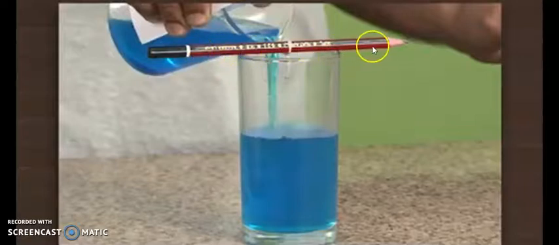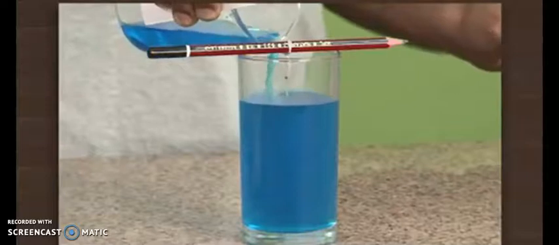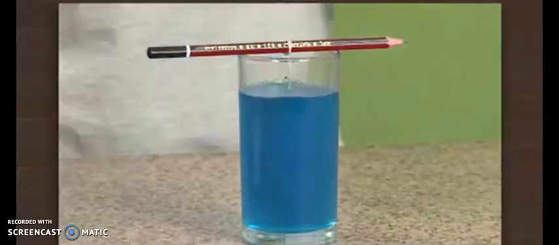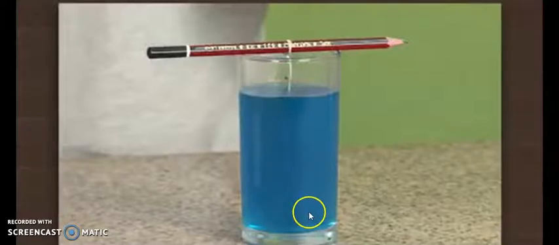He has placed a pencil which has a thread tied, and the thread is immersed inside the glass, and he is pouring the copper sulfate solution, right? So what happens when the person completely fills it with the copper sulfate solution and leaves it? We'll watch what happens. In this case, he has completely filled the glass. The thread is inside the glass, immersed completely into the copper sulfate solution. So watch what happens after a few seconds or after a few hours.